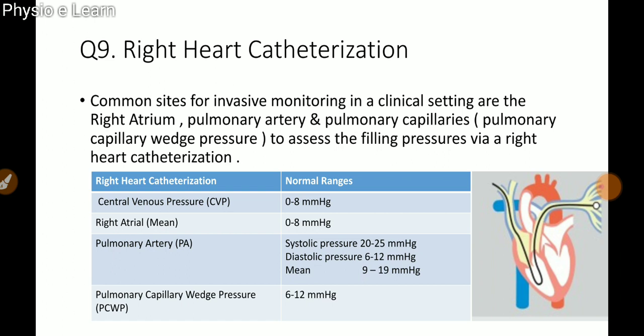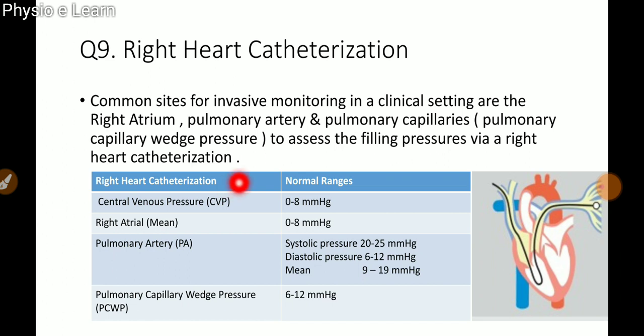Next question, right heart catheterization. Common sites for invasive monitoring in a clinical setting are the right atrium, pulmonary artery, and pulmonary capillary, to assess the filling pressure via a right heart catheterization.